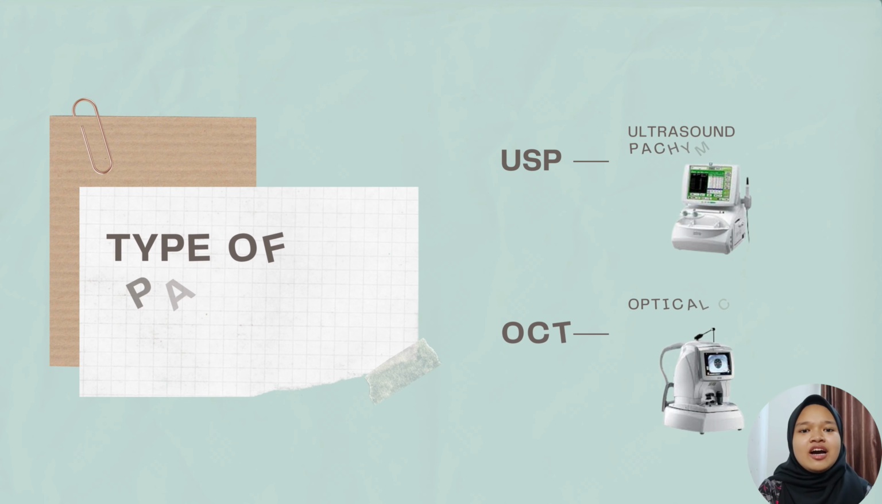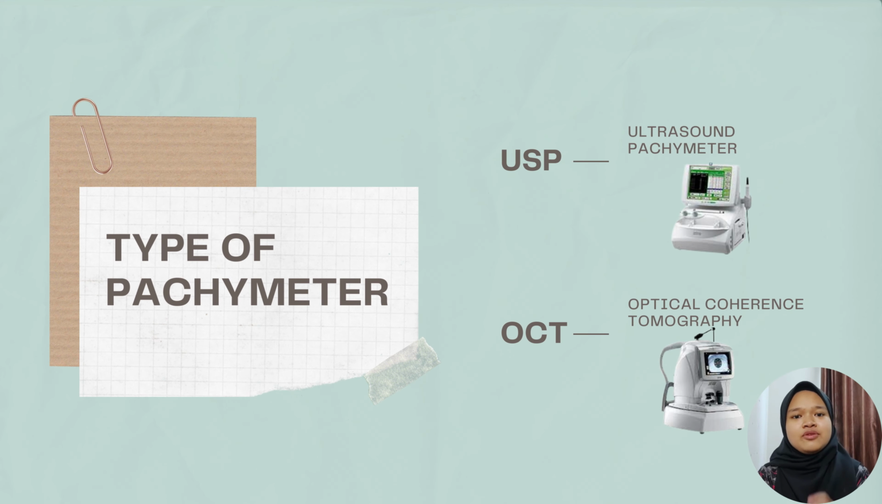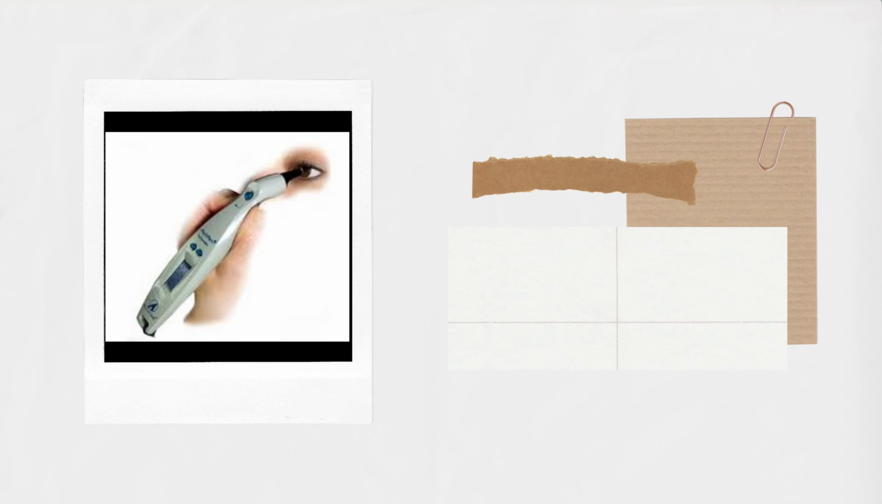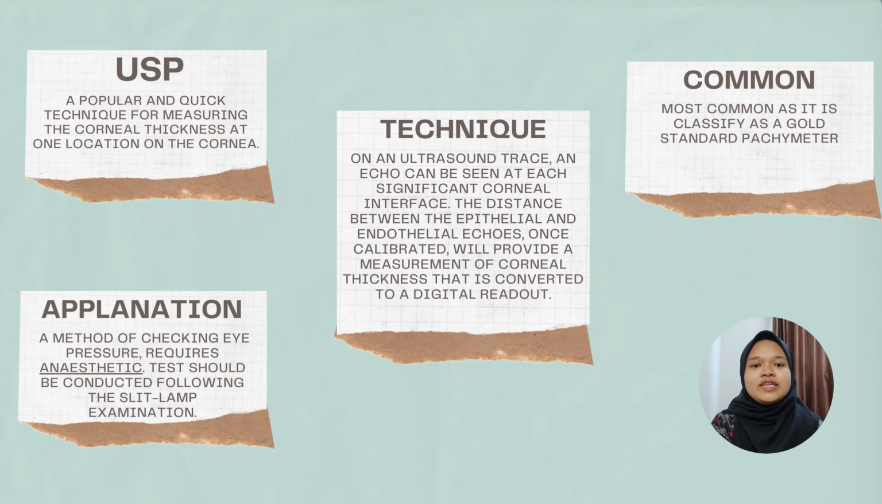In this presentation, I will highlight two types of pachymeter, which are the ultrasound pachymeter, also known as USP, and also optical coherence tomography, or also called OCT. First of all is ultrasonic pachymetry. It is a common and quick method of obtaining the corneal thickness at a single point on the cornea.